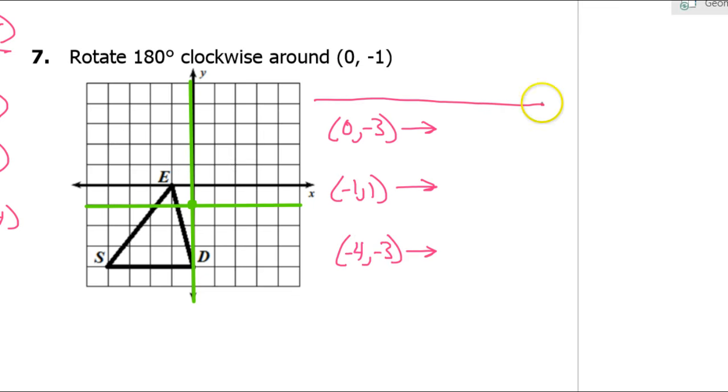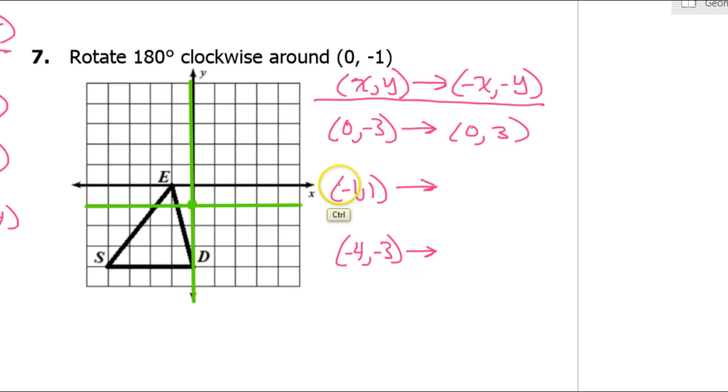Now, we can use the rule for a 180-degree rotation. The rule for a 180-degree rotation is that (x, y) becomes the opposite of x and the opposite of y. Memorize these rules. So the opposite of 0 is 0. The opposite of y will be +3. The opposite of x is 1. The opposite of y is -1. The opposite of x is +4, and the opposite of y is +3.